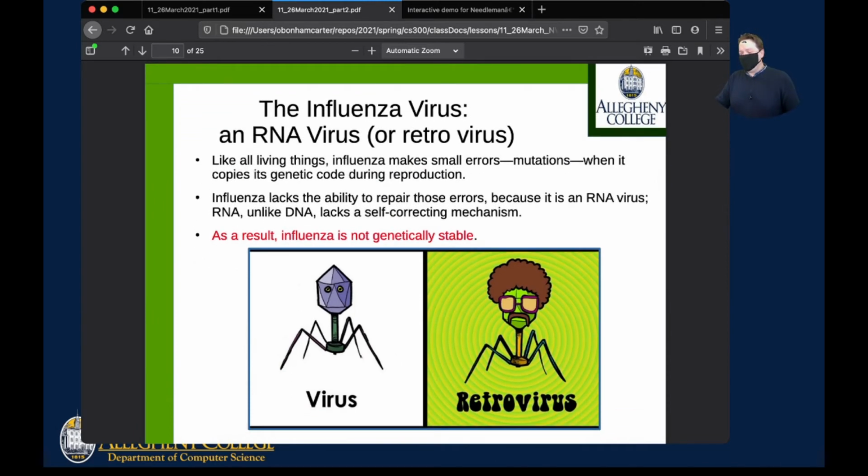And so this brings us to the next question. Well, what brought on this thing? What is influenza from? Well, influenza is what they call a retrovirus.